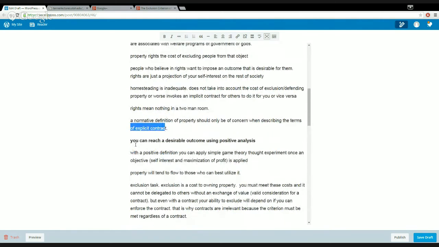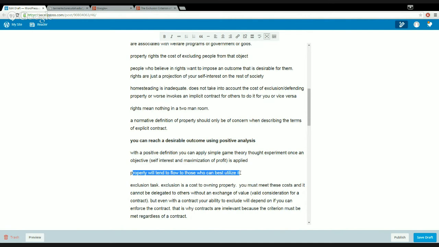So I claim you can reach desirable outcomes using positive analysis, using my positive definition of property, instead of invoking magical rights, right? With a positive definition, you can apply simple game theory thought experiments once an objective or goal of self-interest and maximization of profit is applied. And I claim this game theory will show that property will tend to flow to those who can best utilize it. So let's do a simple thought experiment, right?